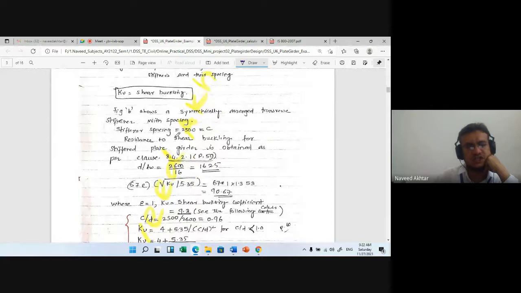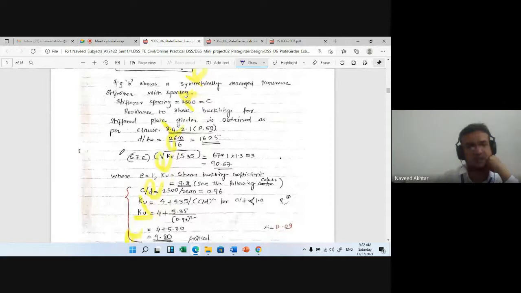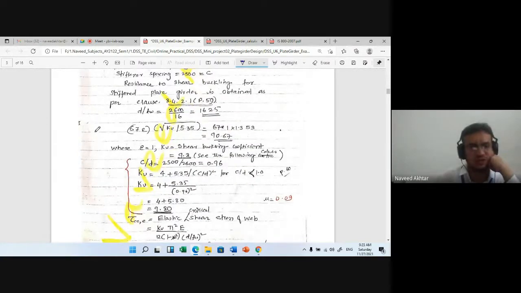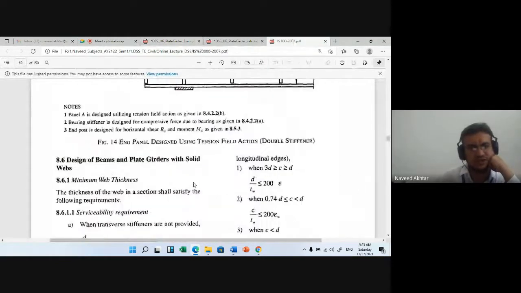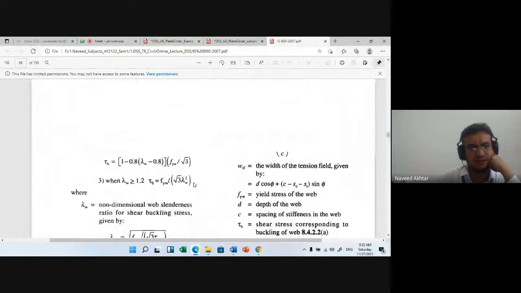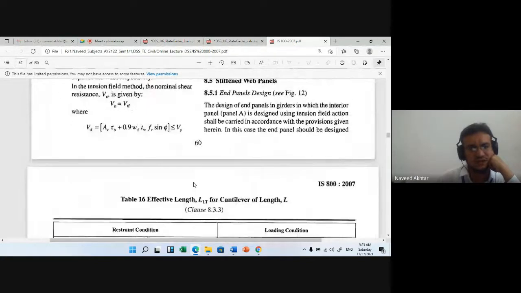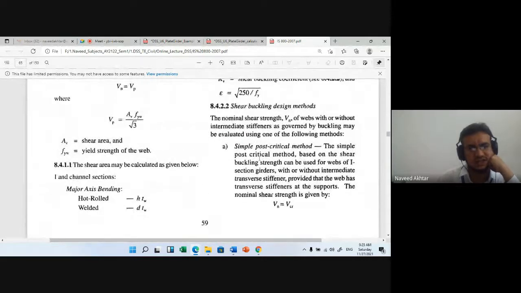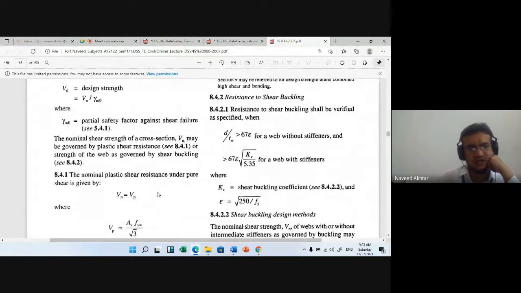Now resistance to shear buckling for stiffened plate girder is obtained as per clause 8.4.2.1, page number 59. So we have to find out the D by TW ratio. If you go to page number 59 of the IS code, here is the simple post critical method, and here is resistance to shear buckling, 8.4.2.1.